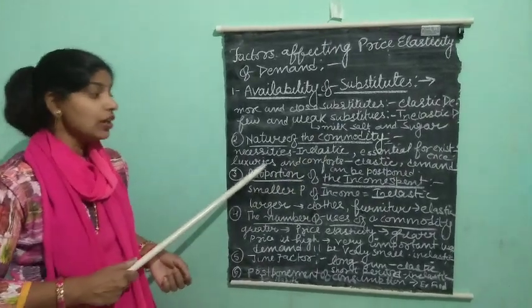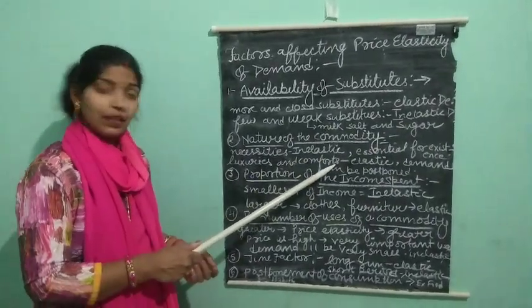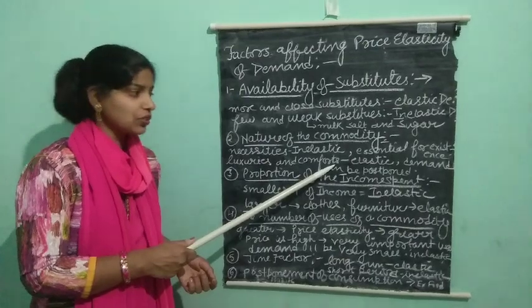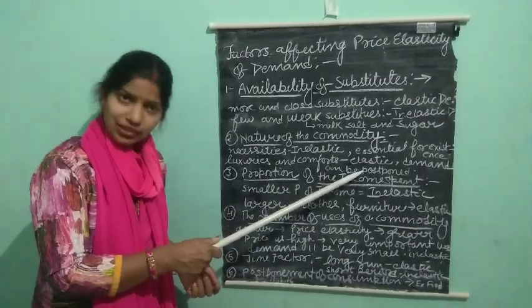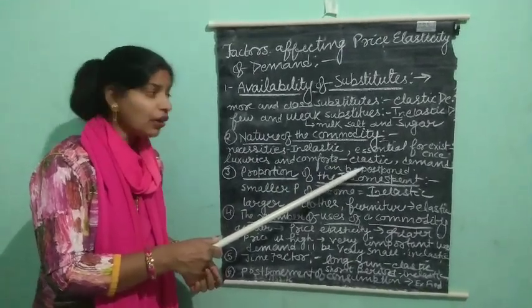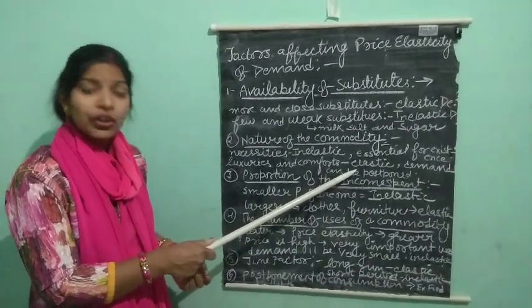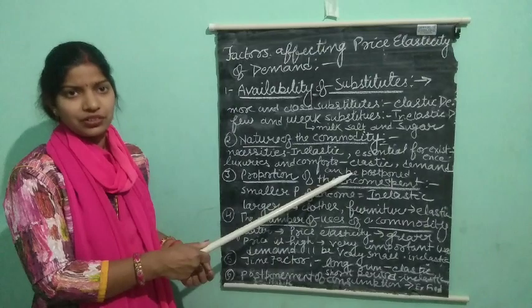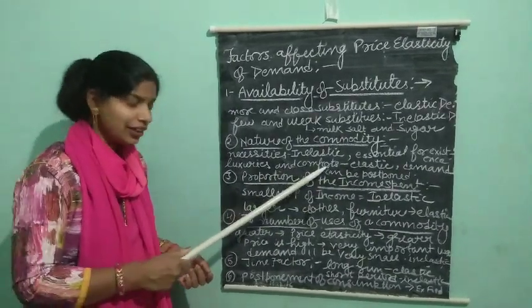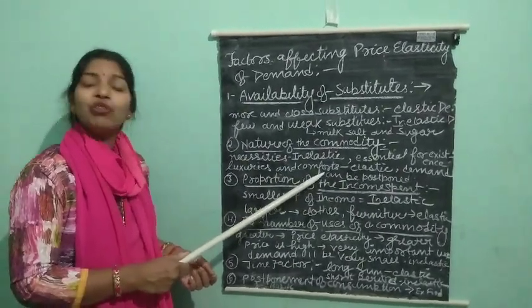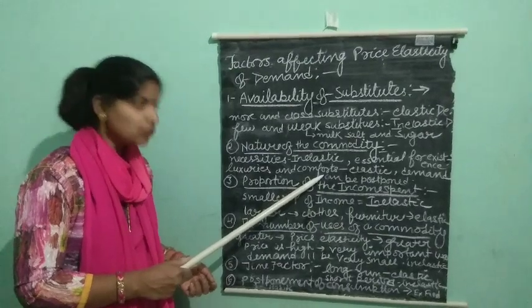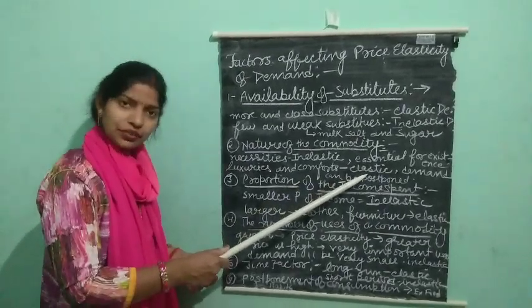Then the second is luxuries and comforts. If the goods are luxurious and comfortable, then the demand will be elastic, because the demand for these products can be postponed and they are not essential for existence. Comforts and luxuries are not essential for existence. That's why the demand will be elastic.